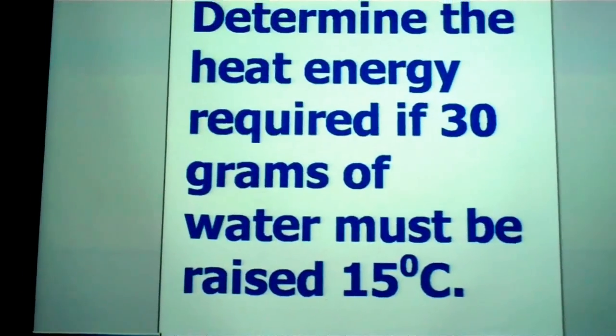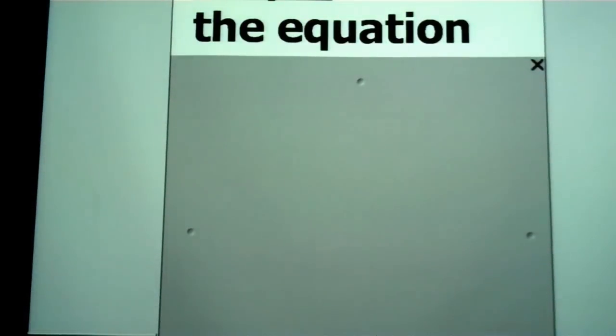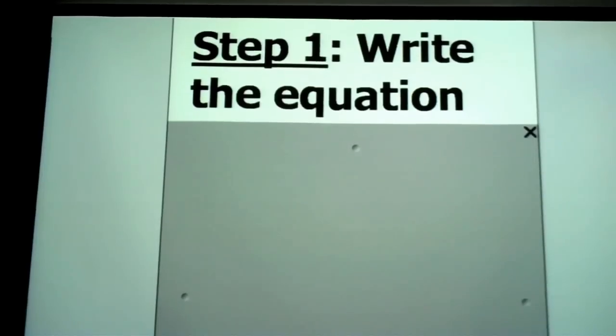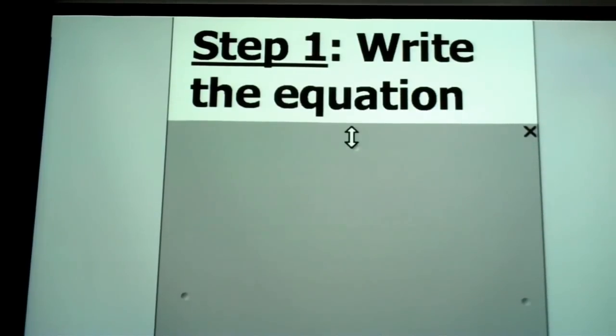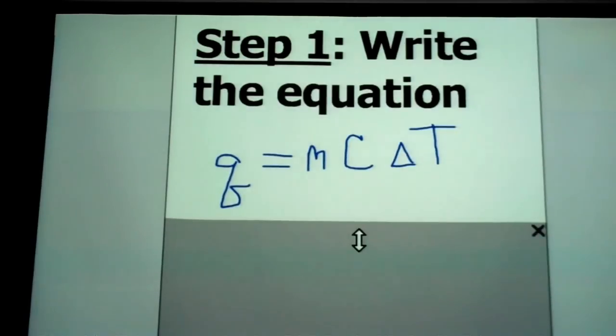The first sample problem, you might want to take a moment and write it down, is determine the heat energy required if 30 grams of water must be raised 15 degrees Celsius. The first step is always to write the equation down. If you're not sure what the equation is, you can check on the reference tables. Table T has Q equals mc delta T on it.